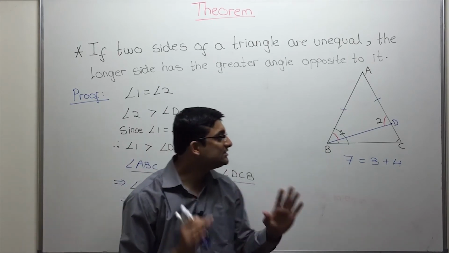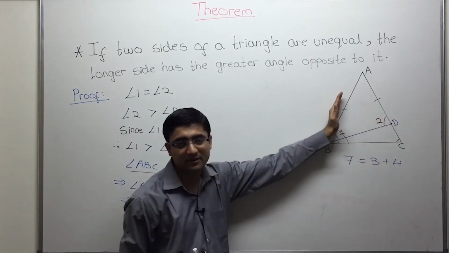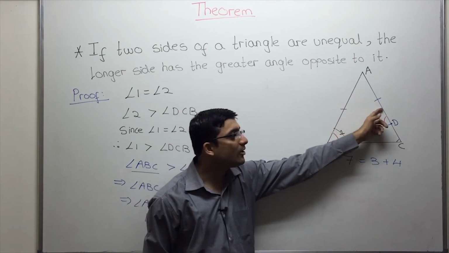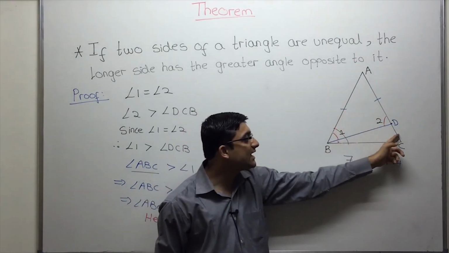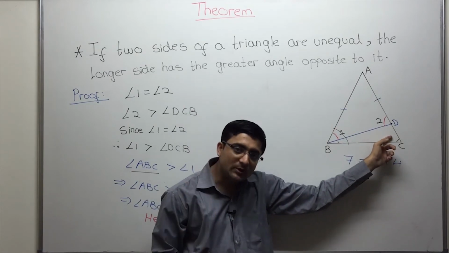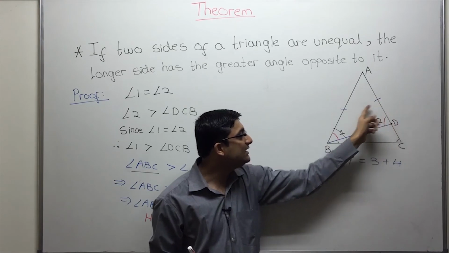Let me do a recap. See what is given to us. We're given a triangle ABC in which AC is greater than AB. What do we have to prove? Angle opposite to this side, that means angle ABC, is greater than angle opposite to this side, that is angle ACB. How do we prove it? Do a construction. Choose a point D on AC such that AD is equal to AB.